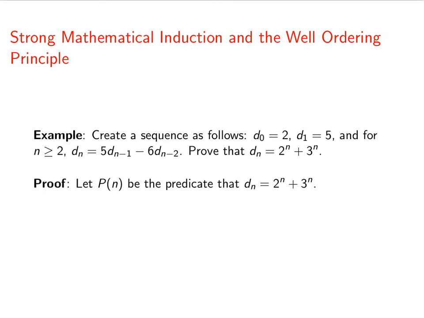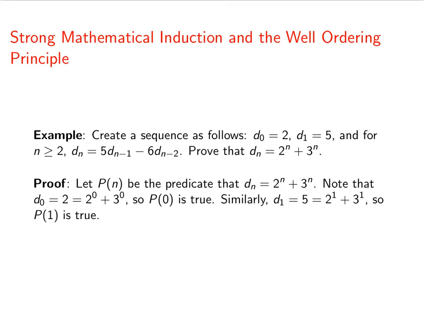Let's let p of n be the predicate that d sub n is equal to 2 to the n plus 3 to the n. We're going to try to prove that that's true. Let's note that d sub 0 is equal to 2, and of course that's 2 to the 0 plus 3 to the 0, so p of 0 is true. And in a similar way, we can say that d sub 1 is 5, we're given that. That's 2 to the first plus 3 to the first, so p of 1 is true.